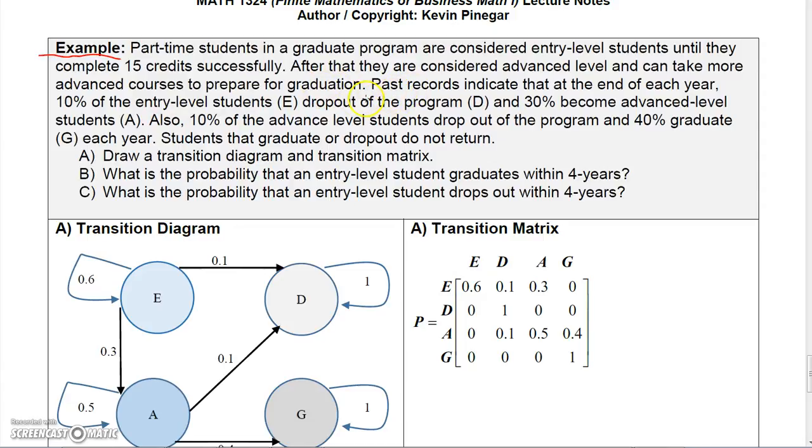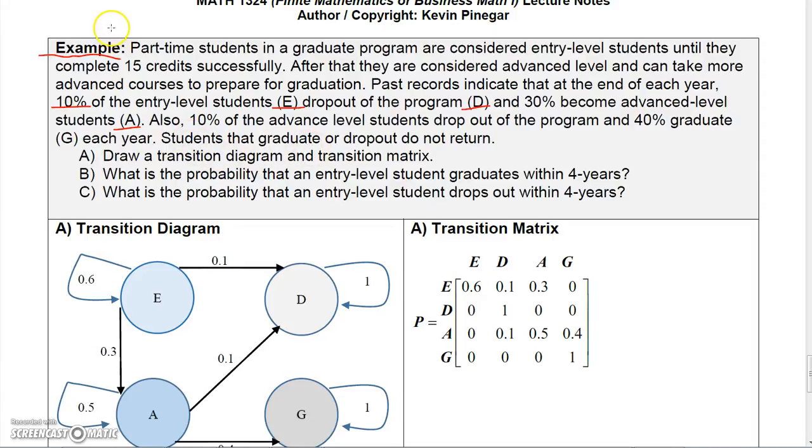Past records indicate that at the end of the year, 10% of the entry-level students, and we'll call those E, drop out of the program, and the program is D. And then 30% become advanced level students, so we'll call that state A. And then also 10% of the advanced level students drop out of the program, and 40% of the graduate students each year. So students that graduate or drop out do not return.